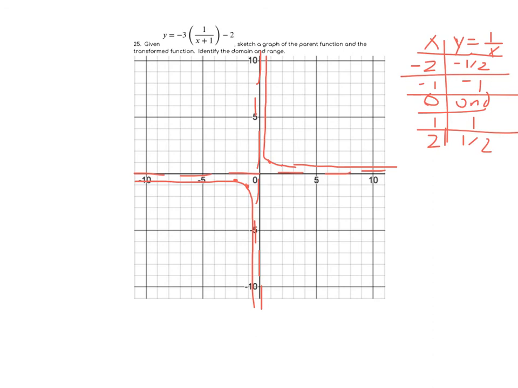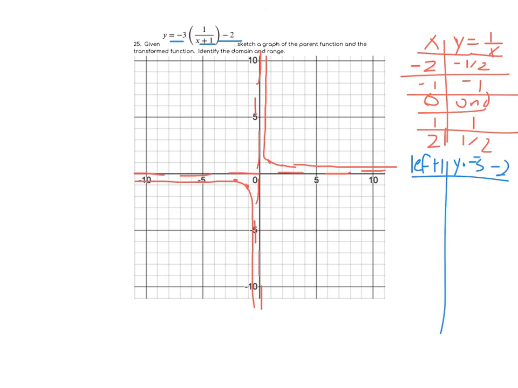All right, let's transform the heck out of this thing. So we've got x plus 1. That means that my graph is going to go left 1. And then I'm going to do -3 times and then -2. So that's a vertical stretch of -3. We're also going to be flipping this thing, and we're going to be going down 2. So let's call this y times -3, and then -2.